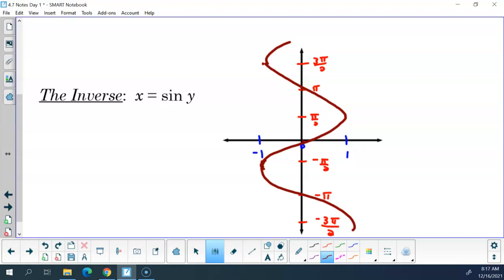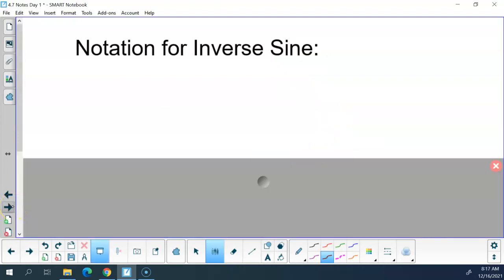So that means what? Not a function. Well, let's talk first about notation.